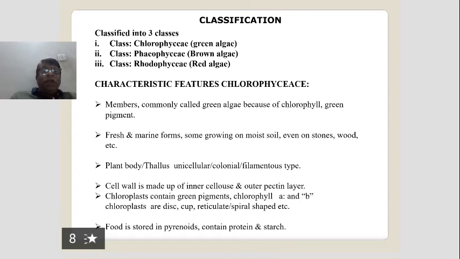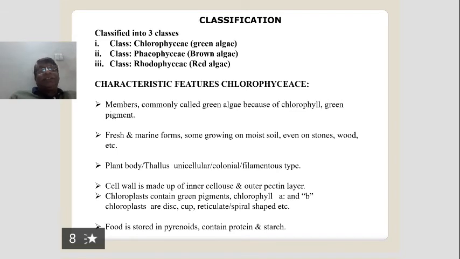Next, if we examine the cell, it contains chloroplast. The chloroplasts are of different shapes. I think you have studied in your previous classes. The angiosperms contain cup or saucer-shaped chloroplasts. But in algae, we come across a primitive type of chloroplast.